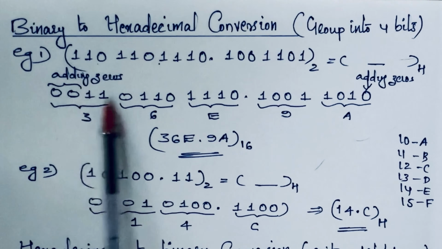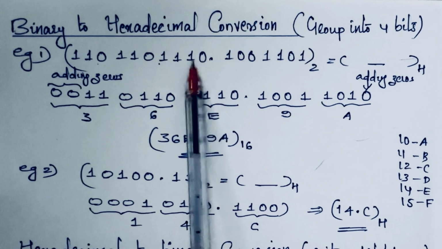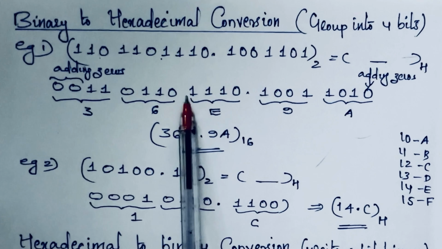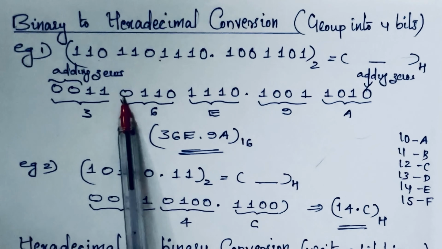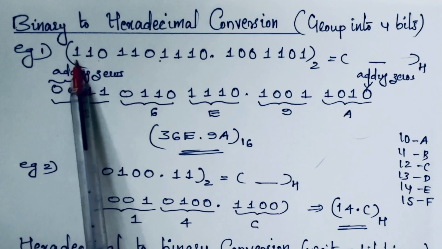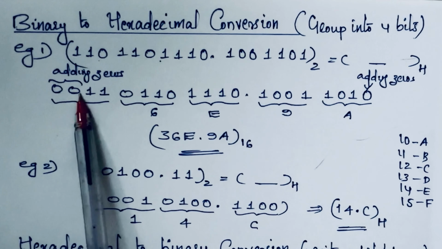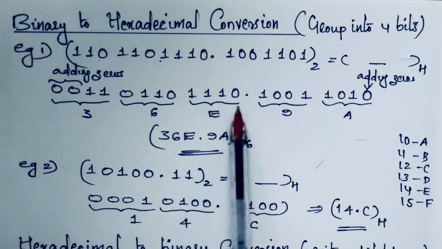Okay. So for the integer part, if we start grouping from here, 0111 is the first group, and the second group is 0110. And in the last group, there is only 11 left. So to make it a group of 4 bits, we are adding 2 zeros here. So we got 3 groups of 4 bits each.